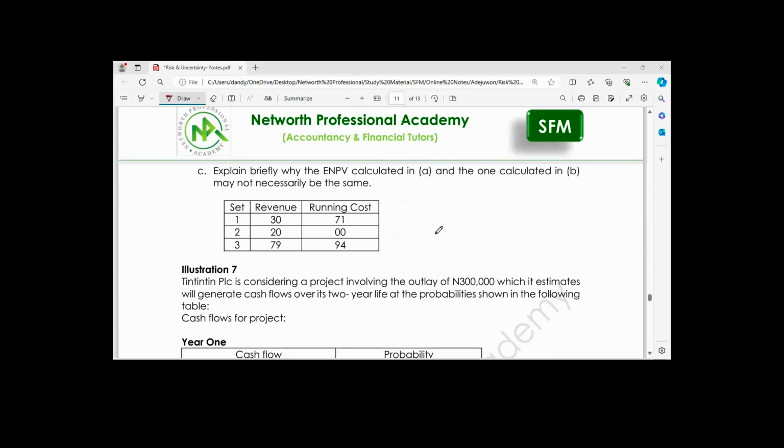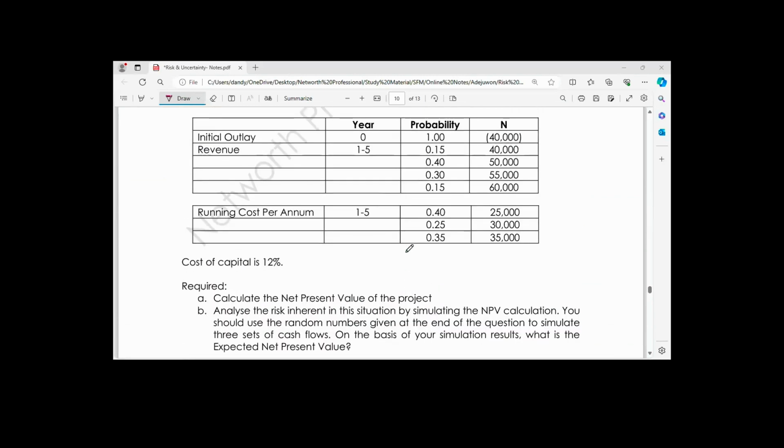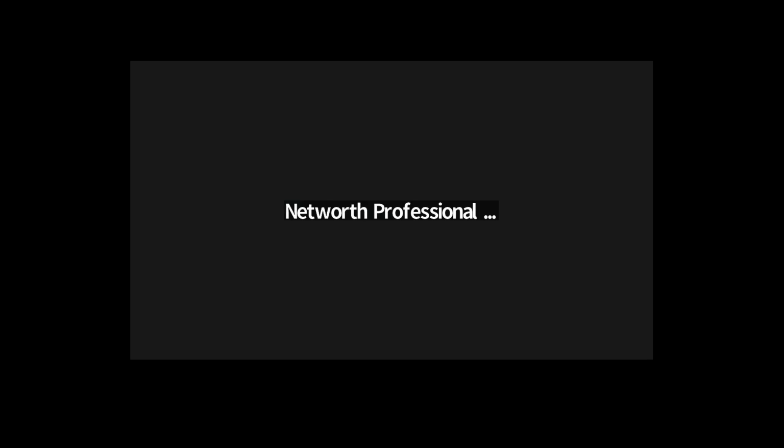That is the question. In requirement A, you have to calculate the expected NPV. This is very simple. For you to get the expected NPV, you are going to first of all calculate expected revenue, because the examiner has given you probabilities. Therefore, you calculate expected revenue. We also calculate the expected running cost. So you now use the expected revenue and expected running cost to calculate your NPV. The result is called expected NPV. So quickly, without wasting time, let's do that, so that in the next few minutes we are done with this calculation.